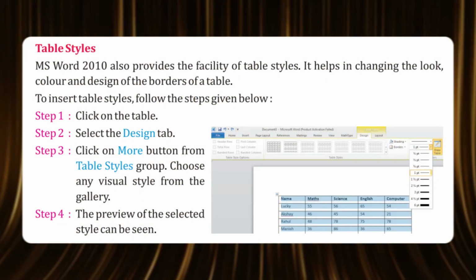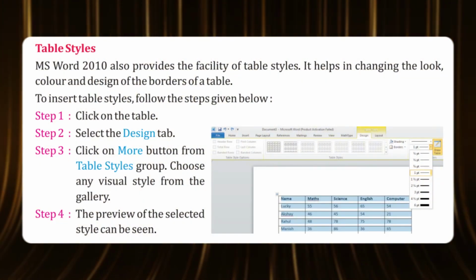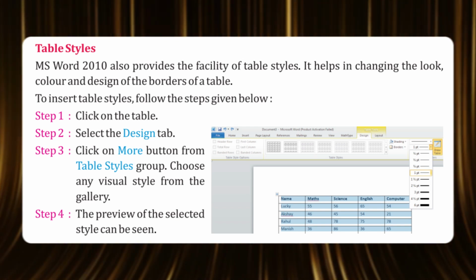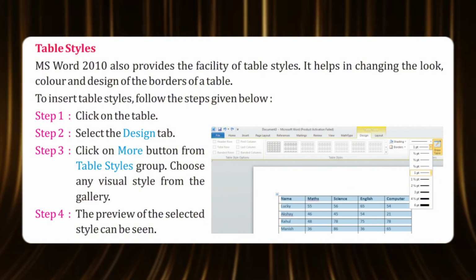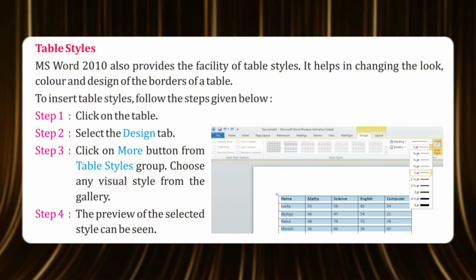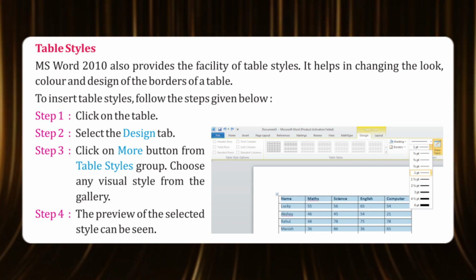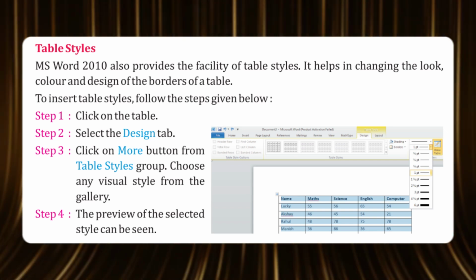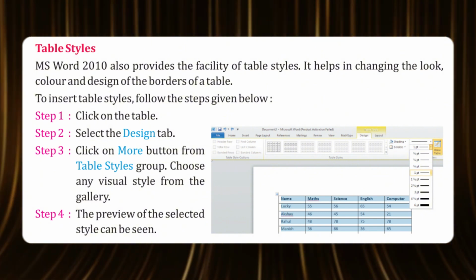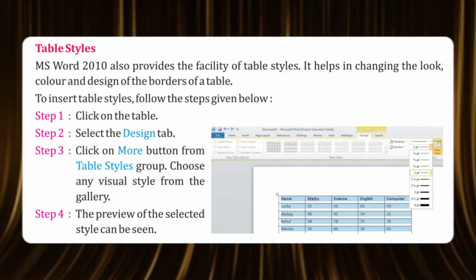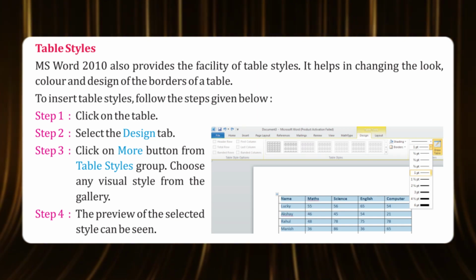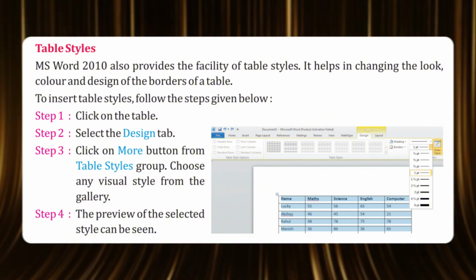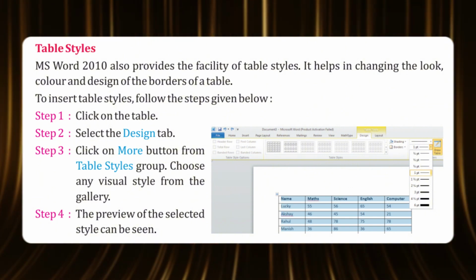Table Styles. MS Word 2010 also provides the facility of table styles. It helps in changing the look, color and design of the borders of a table. To insert table styles, follow the steps given below. Step 1. Click on the table. Step 2. Select the Design tab. Step 3. Click on More button from Table Styles group. Choose any visual style from the gallery. Step 4. The preview of the selected style can be seen.